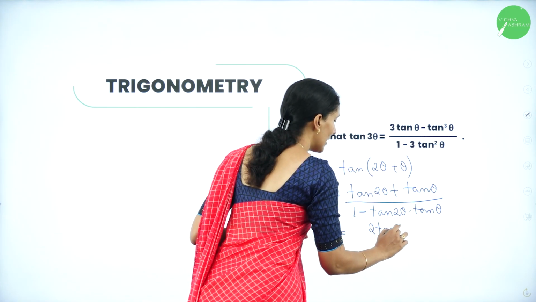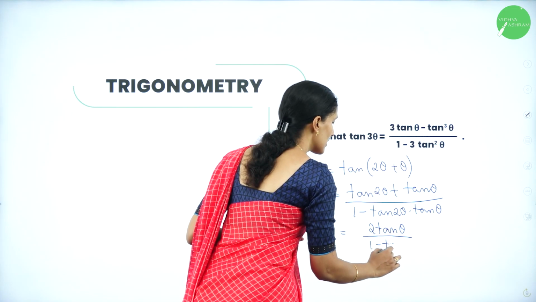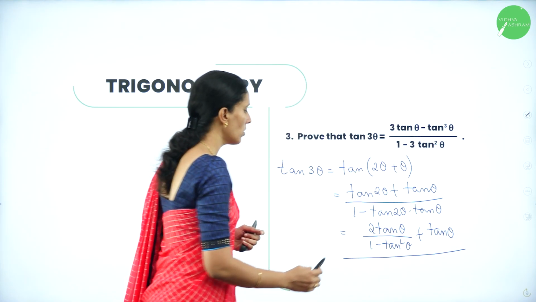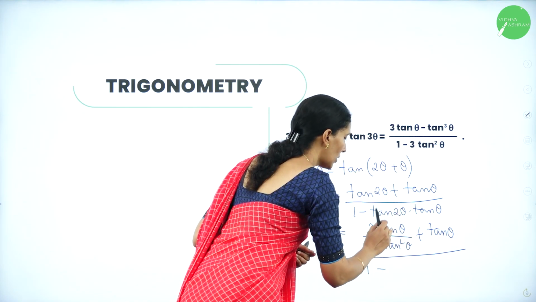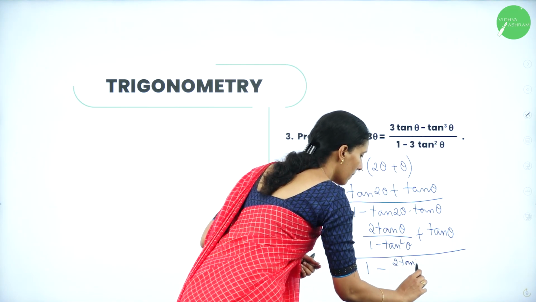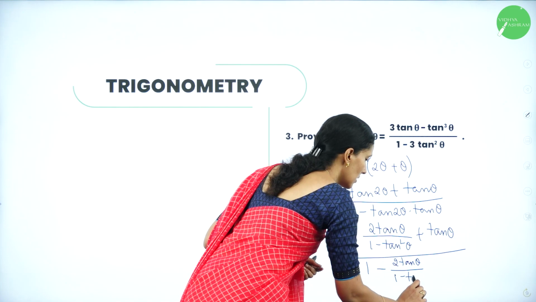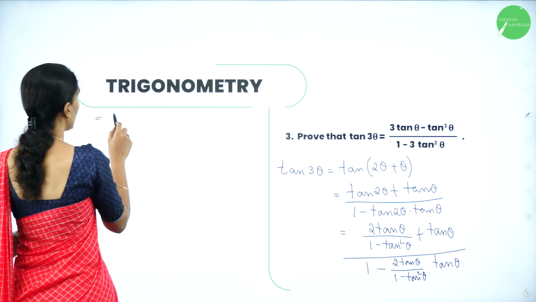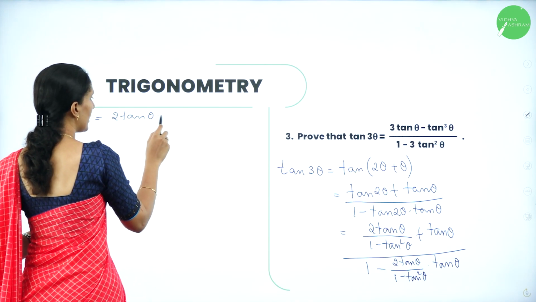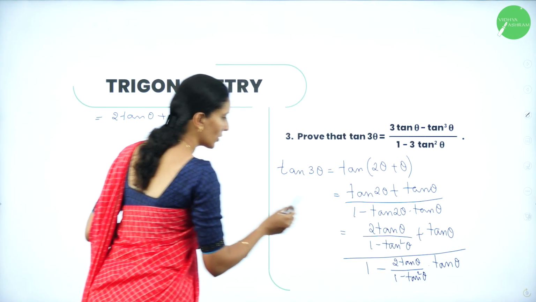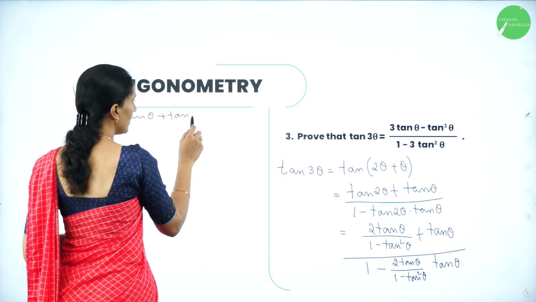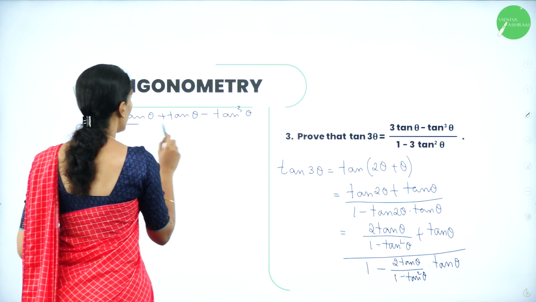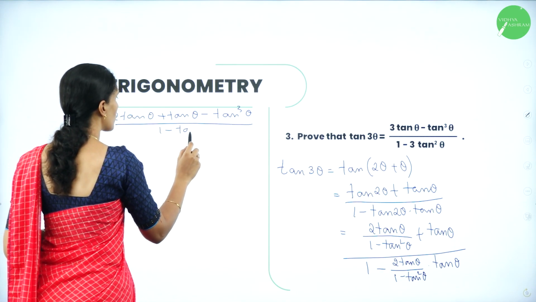So, 2 tan theta divided by 1 minus tan square theta plus tan theta. So, replace in the denominator also. So, it is 1 minus tan 2 theta, which is 2 tan theta divided by 1 minus tan square theta, into tan theta. Now, looking at the denominator, it is 2 tan theta plus, multiply this. So, tan theta into 1 is tan theta, minus tan square theta into tan theta is tan cube theta, whole divided by 1 minus tan square theta.